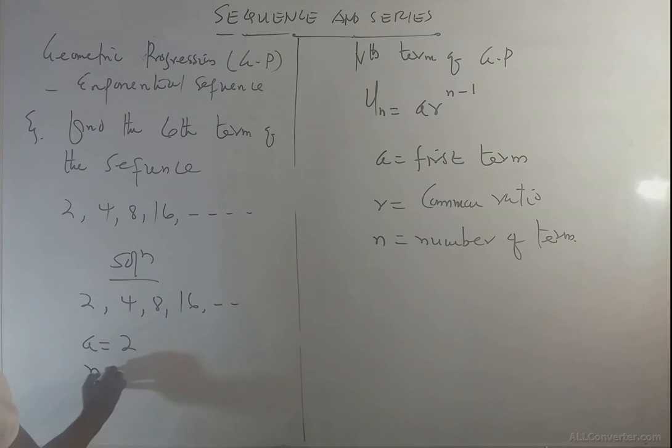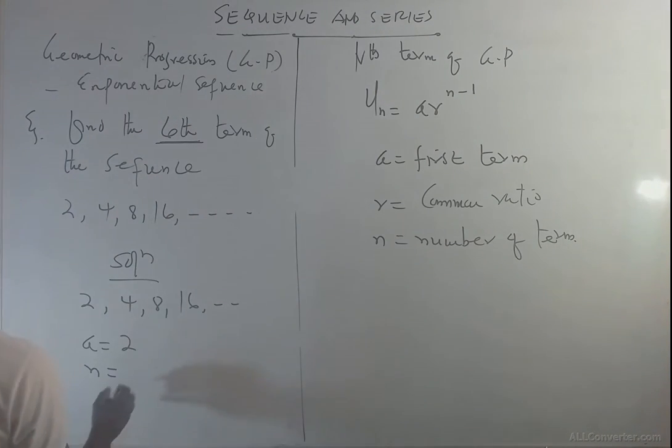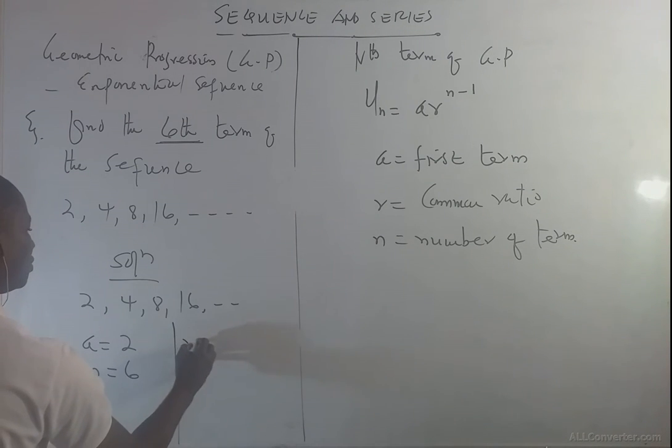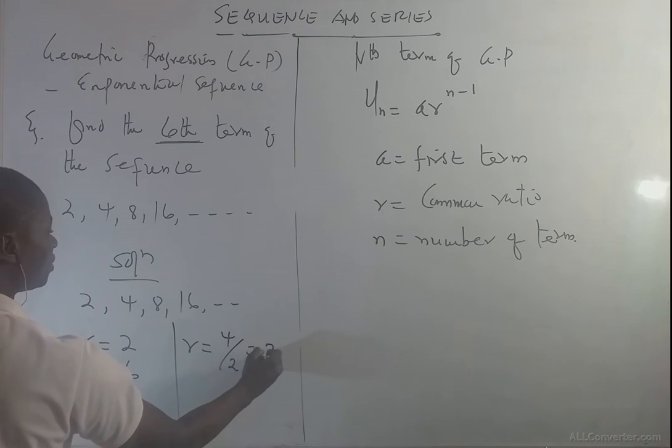Then our n, from the question, find the sixth term. That is the n. So n is equal to 6. And we need to find the common ratio. The common ratio is r. That is 4 divided by 2, and the result is 2.